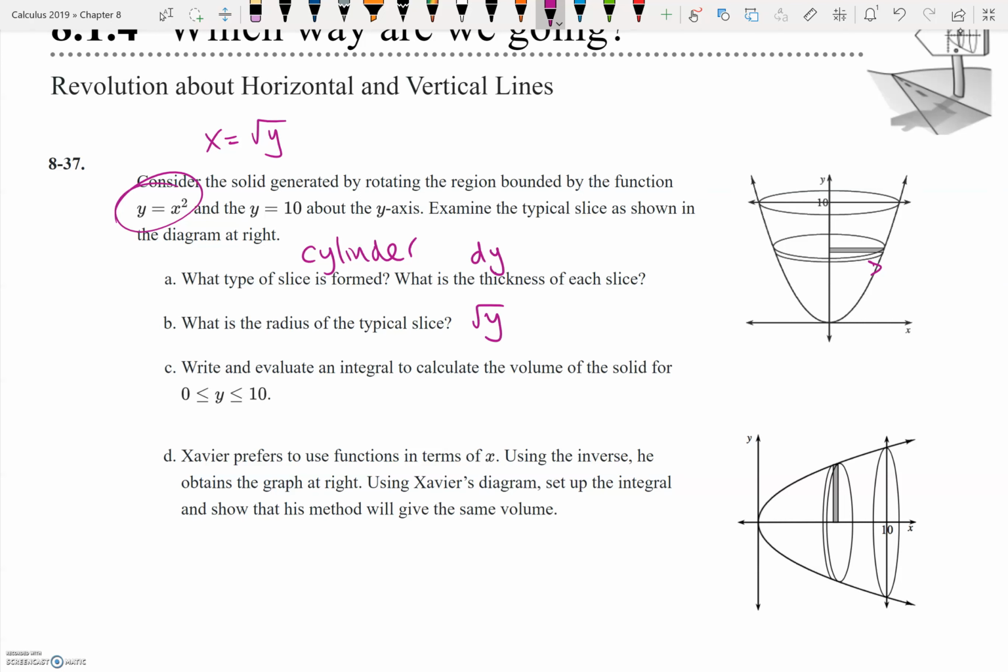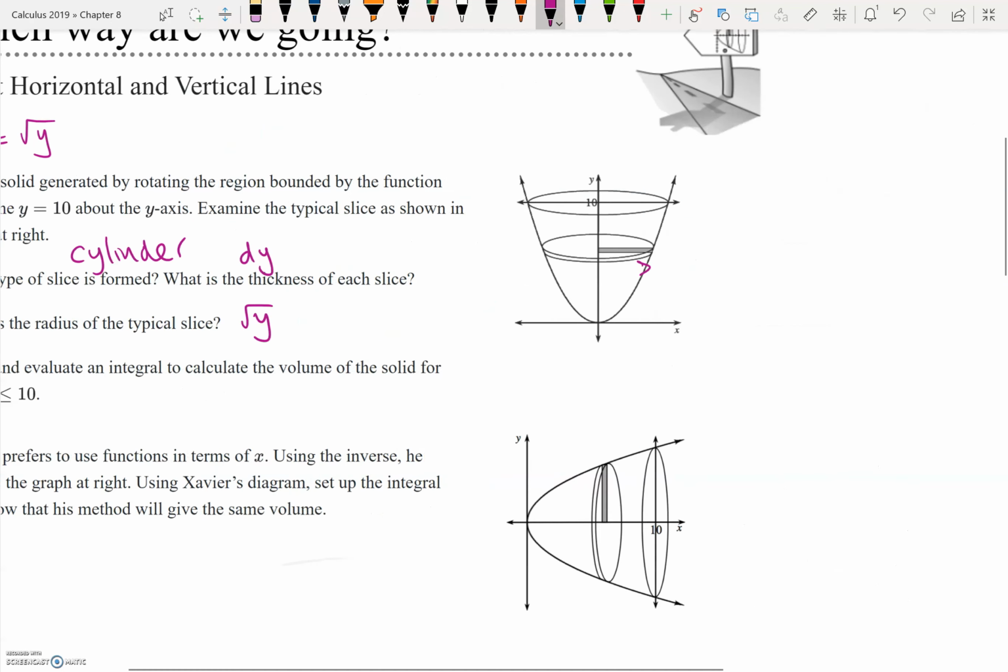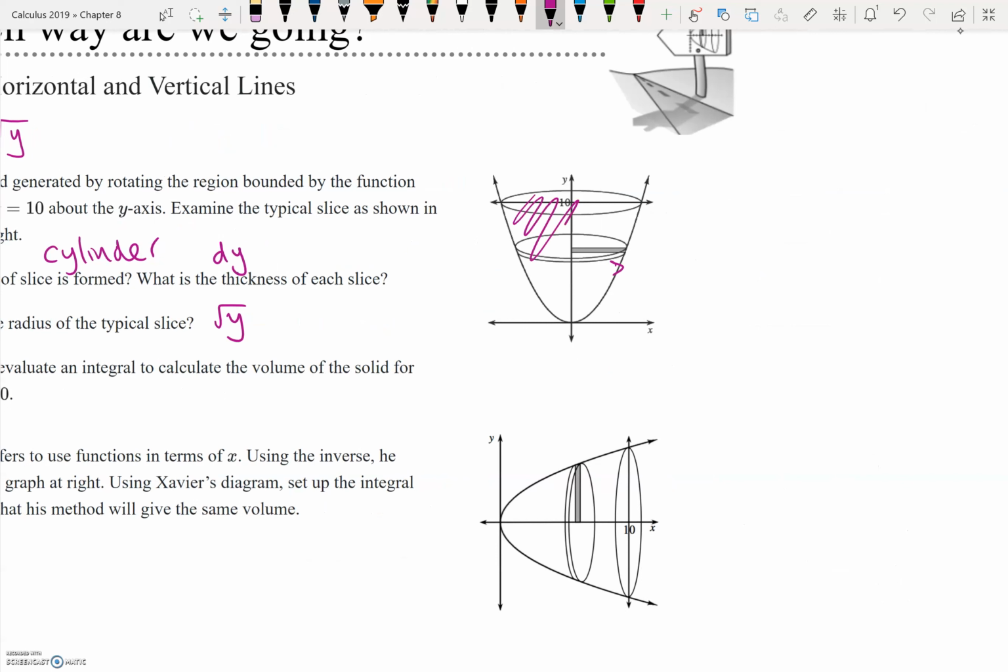So we're going to write an integral that is going to calculate the volume from 0 to 10. That's going to be how much volume is all of this shape. So this is the integral from 0 to 10 of pi r squared, and our radius is going to be the square root of y. So we're going to say the square root of y, squared, dy.